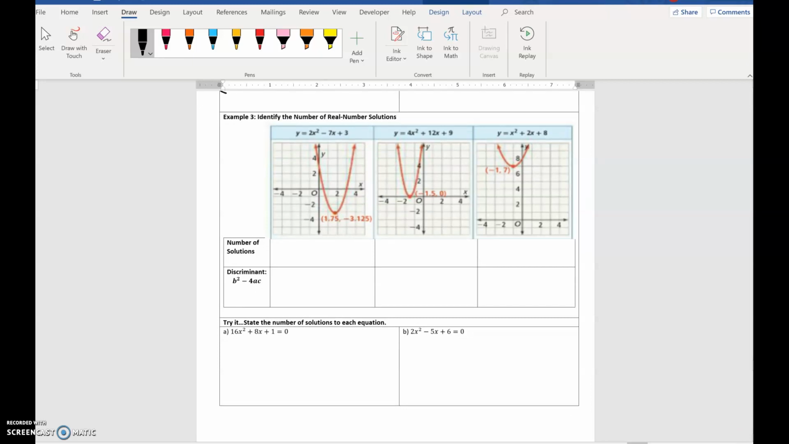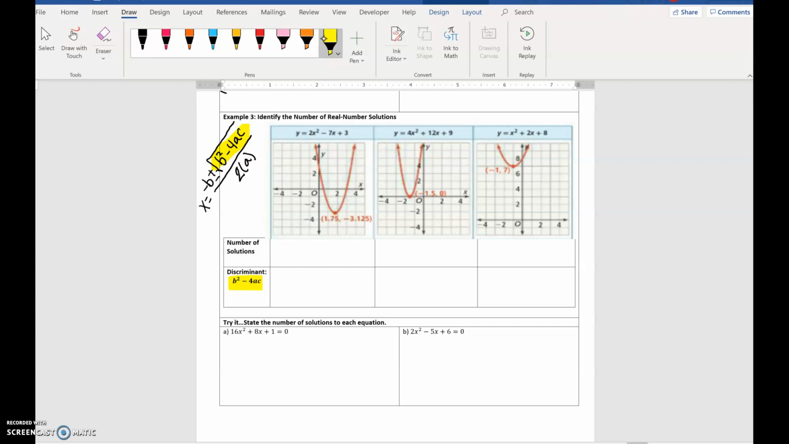So example 3 is just saying that there's a part of the quadratic called the discriminant. So remember, the whole thing for the quadratic is x equals negative b plus or minus the square root of b squared minus 4 times ac, divided by 2 times a. And so the discriminant is the inside of that square root. So right there.